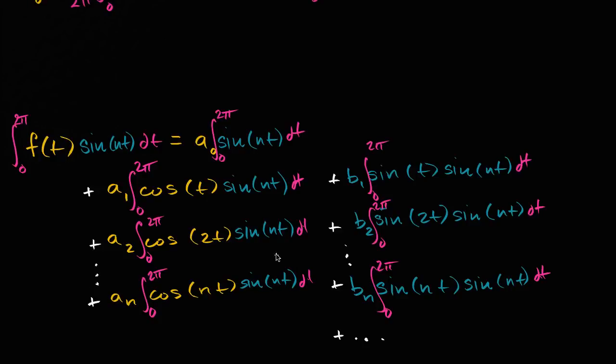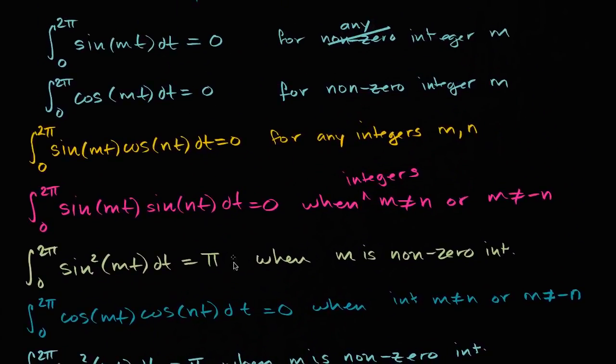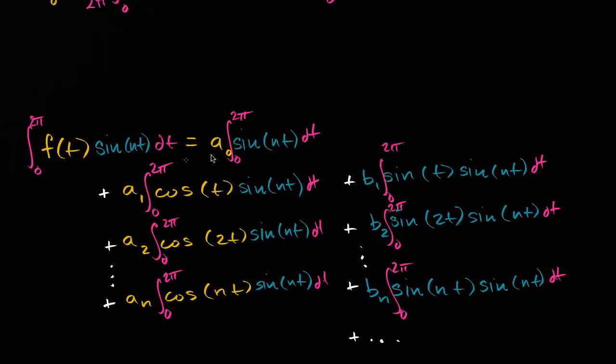Now this is where some of that integration work is going to be valuable. We've already shown that the definite integral from 0 to 2 pi of sine of nt dt is going to be equal to 0 for n being any integer. So we saw that right over there. So that tells us that that term is going to be 0. And we also know that when we take a cosine of something times t times the sine of something times t, where these are integers, and you take that definite integral, that's going to be 0. So all of those are going to be 0.